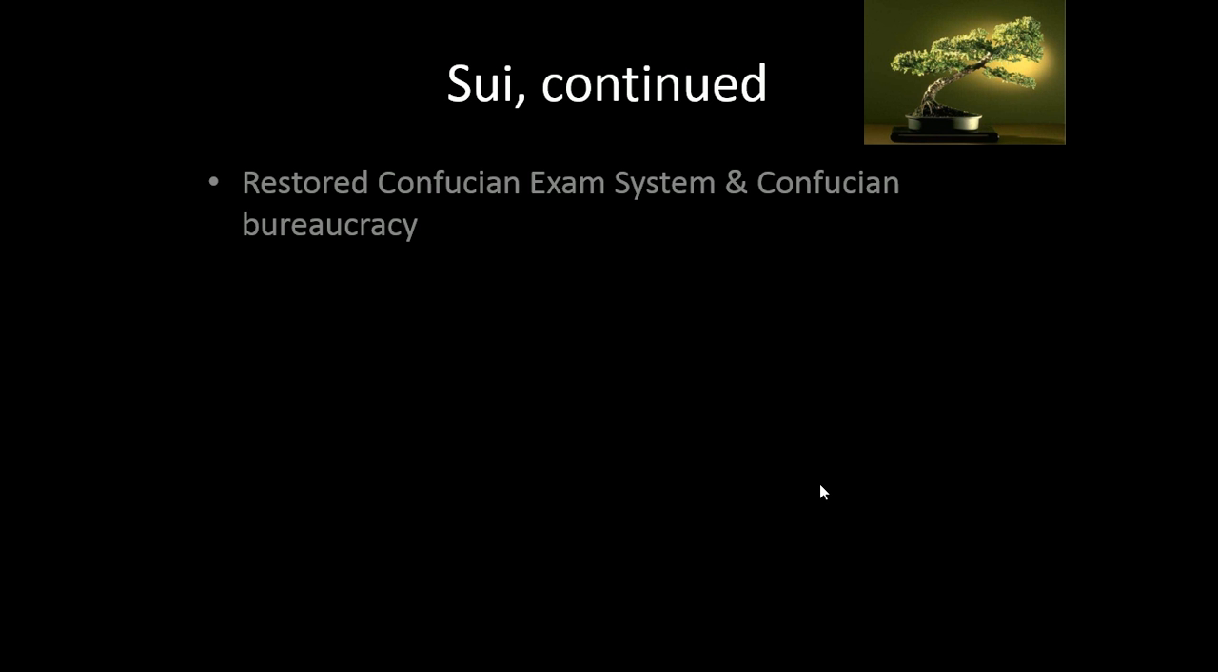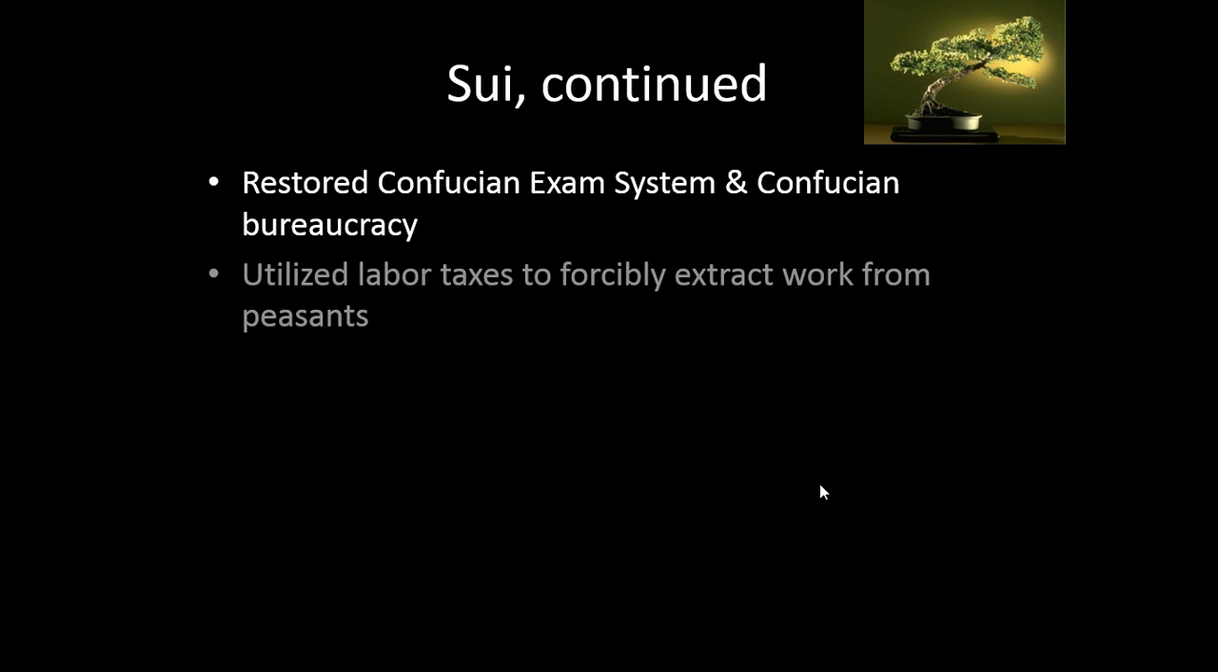All right. The Sui Dynasty is going to restore the Confucian exam system and the Confucian bureaucracy. It had kind of fallen by the wayside after the Han Dynasty had collapsed. They'll also do something really important, so I'd like you to put a star by this one as well. They will utilize labor taxes. And labor taxes are just like monetary taxes, except you don't pay money, you pay your tax in labor.